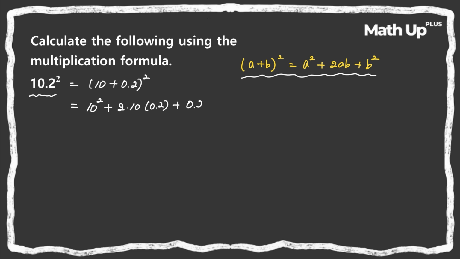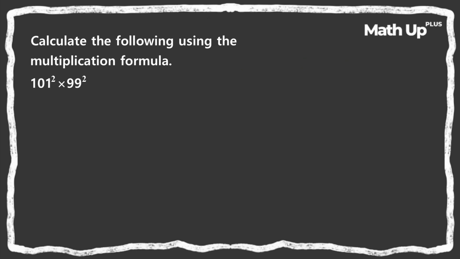plus 0.2², right? So this is equal to 10², that's 100, plus 2 times 10, that's 20, 20 times 0.2, that's 4, plus 0.2², that's 0.04. So that is equal to 104 plus 0.04, that's 104.04, right?